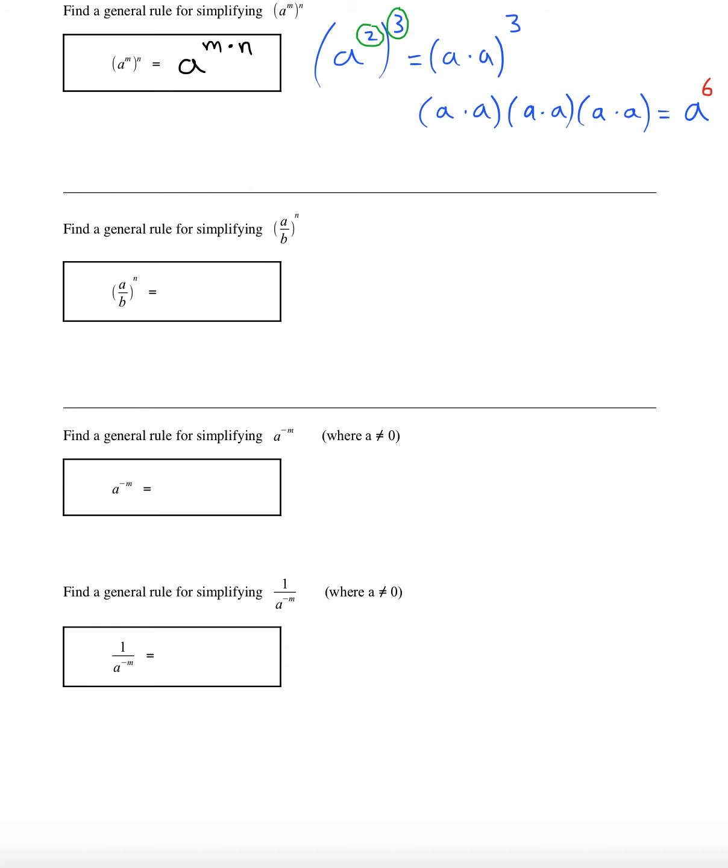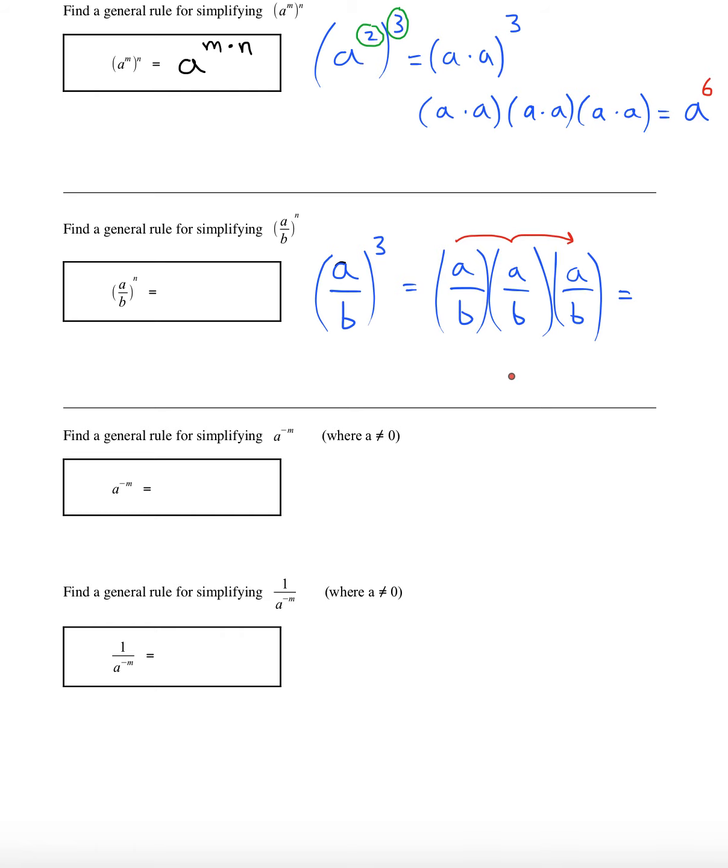What about raising a fraction to a power? Let's do an example of a over b raised to the power of 3. The meaning of this would be a over b times itself times itself. By the principles of fraction multiplication, we multiply straight across with the numerators and straight across with the denominators.